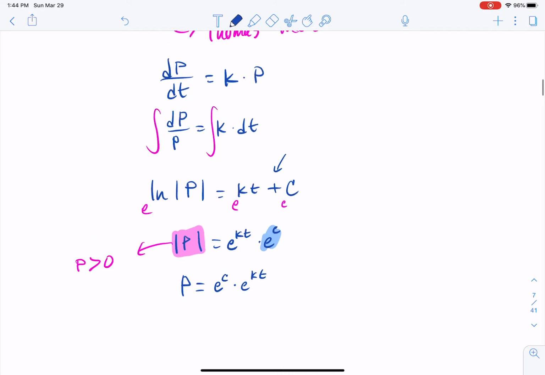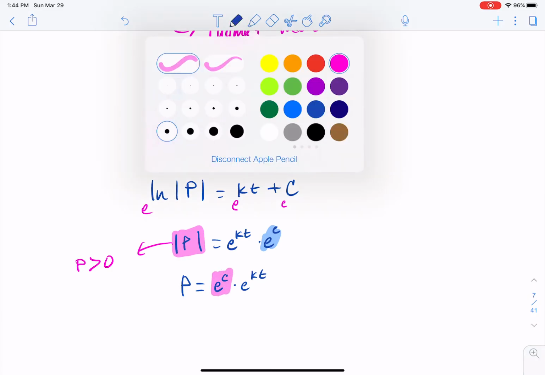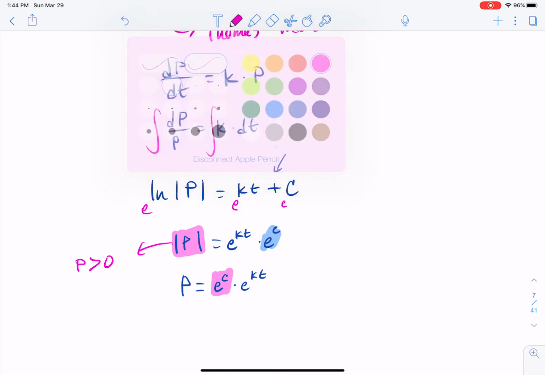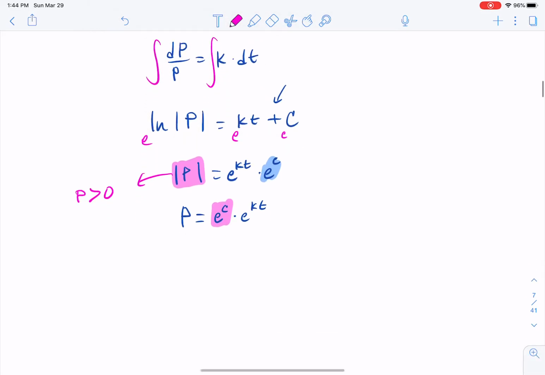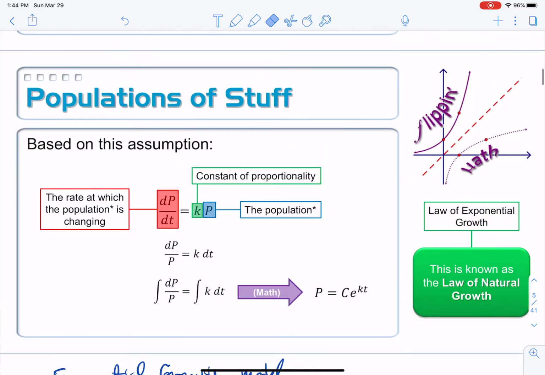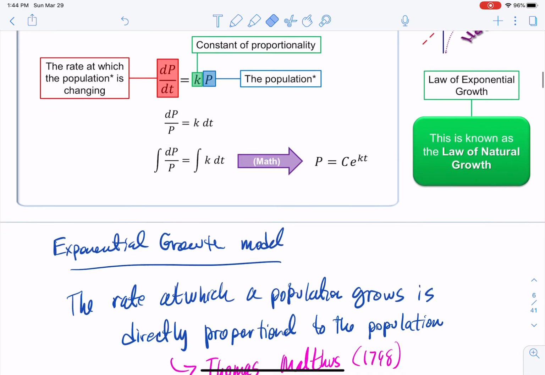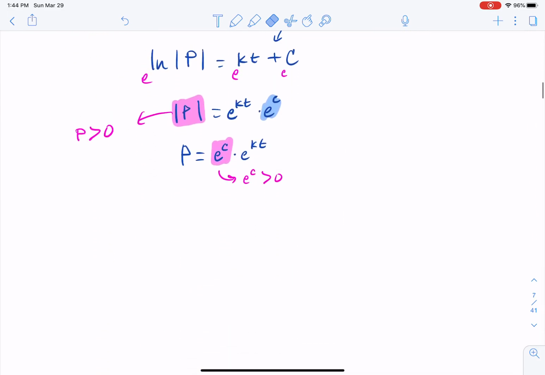Now remember that e to the C as a number, it's a constant, and that constant is always positive and non-zero. So e to the C is greater than 0. Yeah, there you go. It's just greater than 0. It's just based on the graph for e to the x, right? We see this thing right up here, right there. Can't be 0, and it can't be negative.